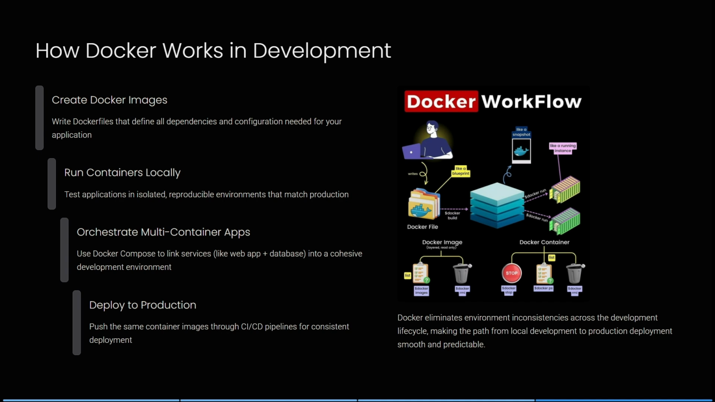Then you get to orchestrate multi-container apps, so you can use Docker Compose to link services like web, app, and database into a cohesive development environment, and then deploy to production. So here you can push the same container images through CI/CD pipelines for consistent deployment. It eliminates environmental inconsistencies across the deployment lifecycle, also making the path from local development to production deployment smooth and predictable. Ladies and gentlemen, there we go.